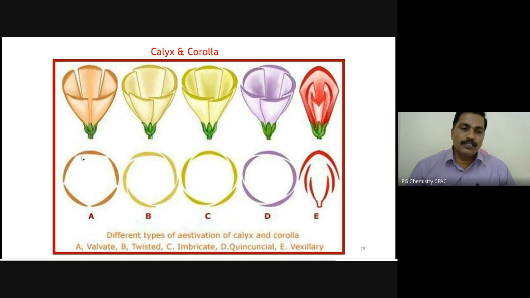Okay, do you follow, students? Yes, sir. One end meets another end. Likewise the calyx or corolla is arranged, that is valvate estivation. And if one end is on the inner side and one end is on the other side, you just compare this diagram and this diagram, so you can understand easily. One end is on the inner side, one end is on the outer side. Again, one end is inner and another end is outer. This is called twisted estivation.